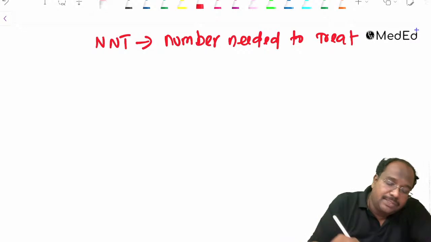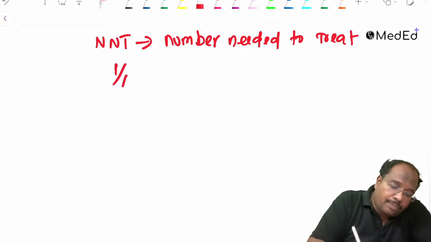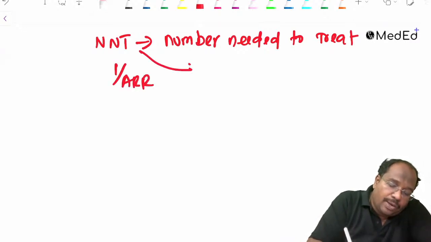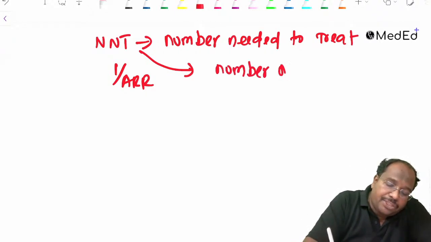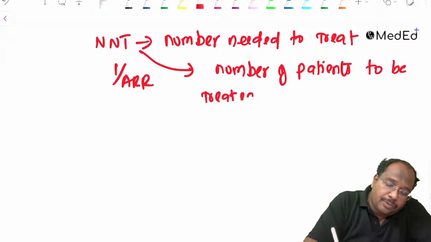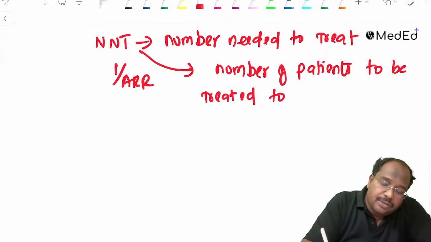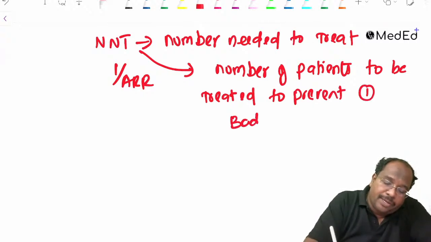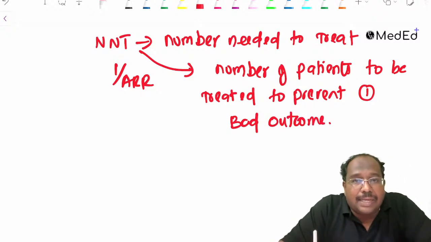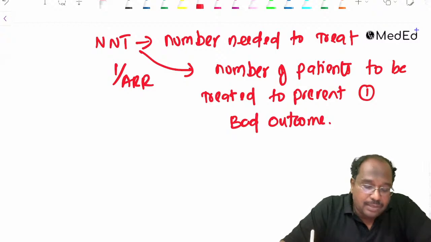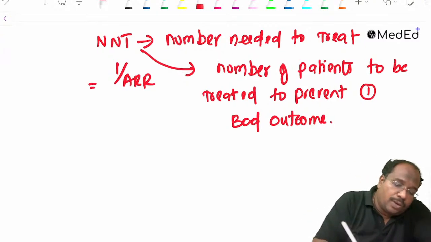What does NNT mean? The formula is 1 by ARR. NNT is the number of patients to be treated to prevent one bad outcome. So how many patients should be treated to prevent one bad outcome? This is NNT, number needed to treat, and the formula for NNT is 1 by ARR.